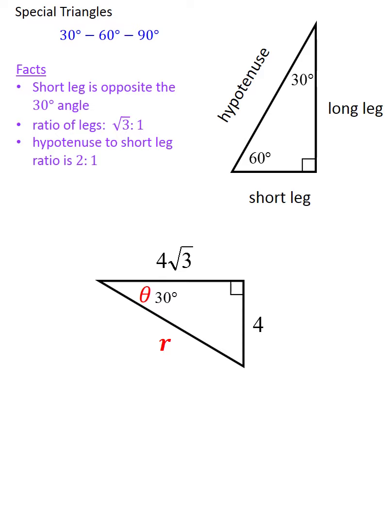Now, in order to find r, we can use the fact that the hypotenuse to short leg ratio is 2 to 1. Or more simply put, the hypotenuse is twice as long as the short leg. Short leg's 4, hypotenuse is 8.